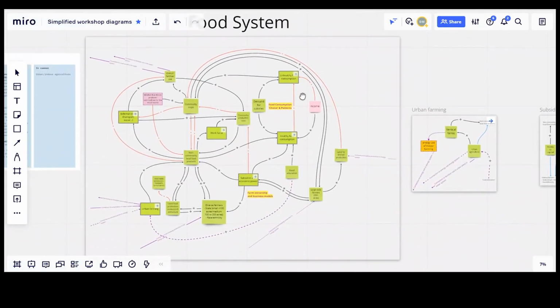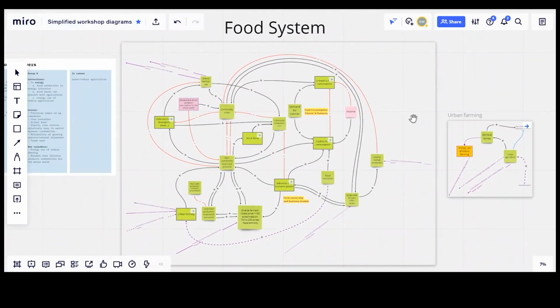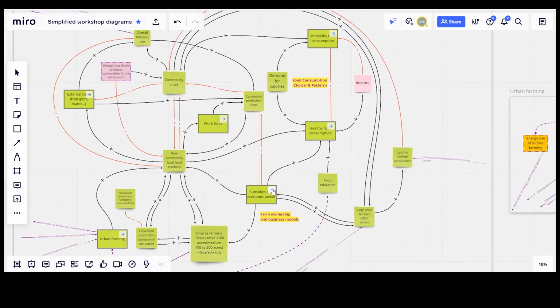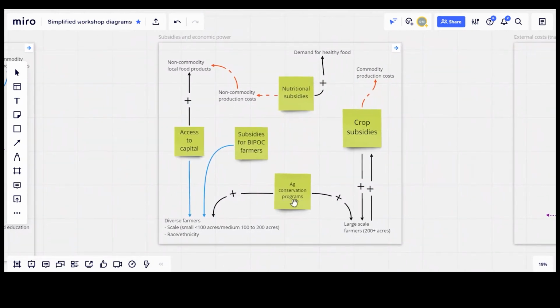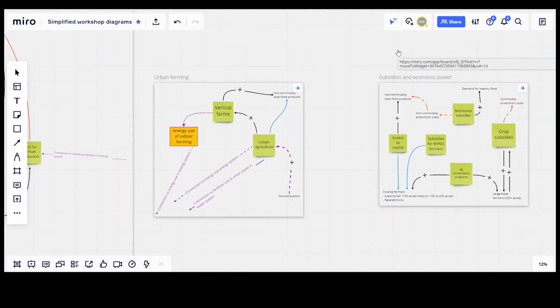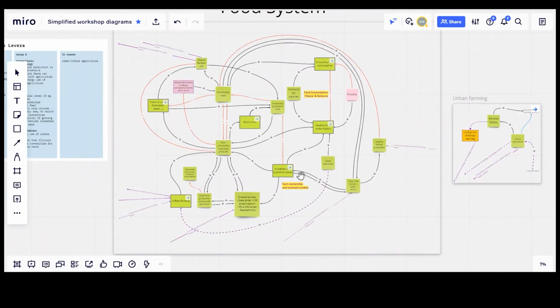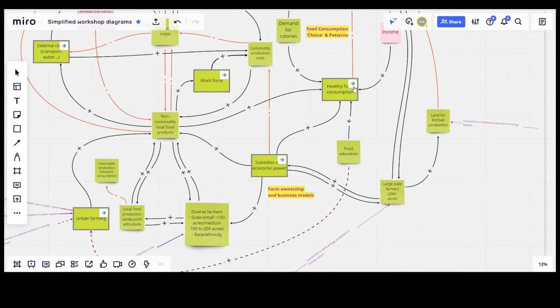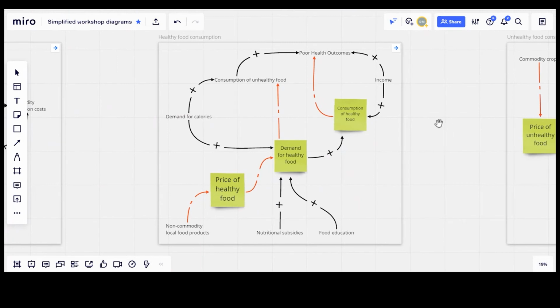In the food system, agricultural subsidies drive the production of commodity crops, encouraging large farming land holdings and concentrated economic power, which in turn supports continued subsidies. Prices and production impact the demand and consumption of different types of food, both healthy food, such as vegetables, and unhealthy food derived from commodity crops.